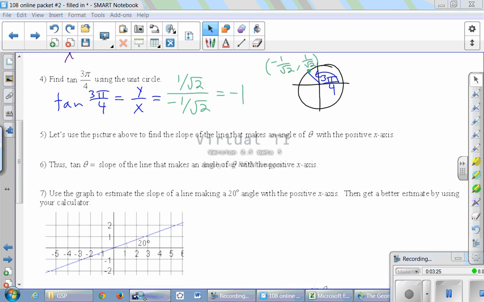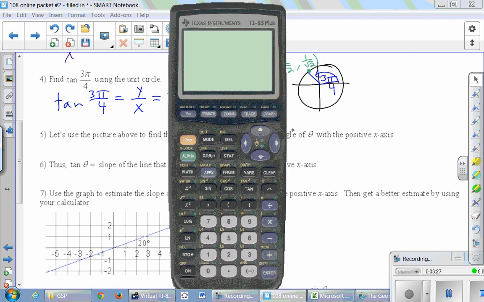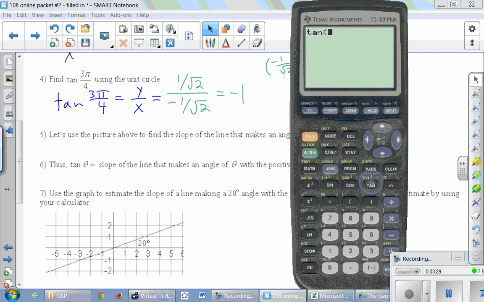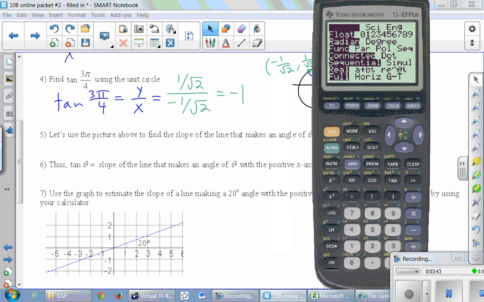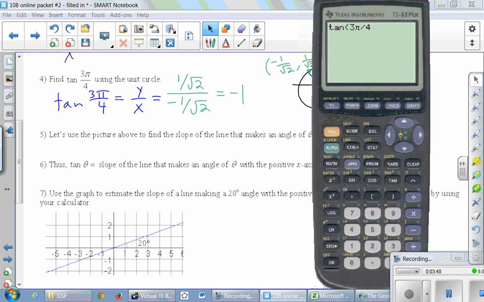We'll confirm that on the calculator. So tangent 3, the pi button is right here above that caret, divided by 4. And again, anytime I hit sine, cosine, or tangent, I always make sure that I know what mode I'm in. We should be in radian mode here. We are. You can see it there. So we should get the right answer, which is negative 1.